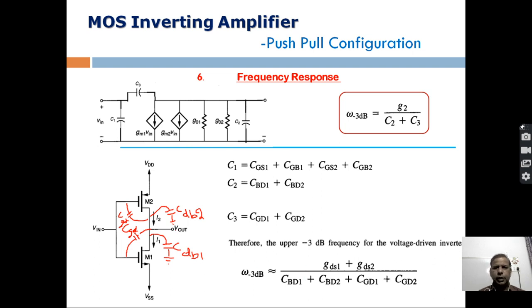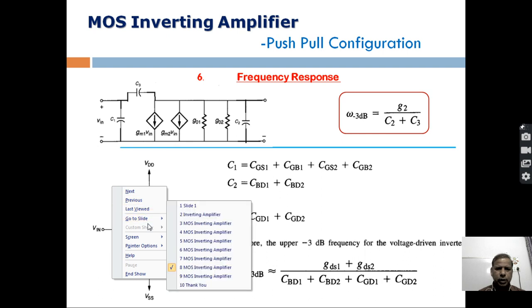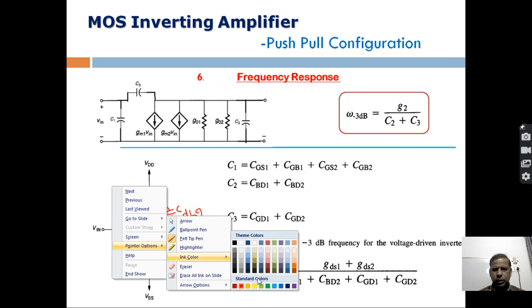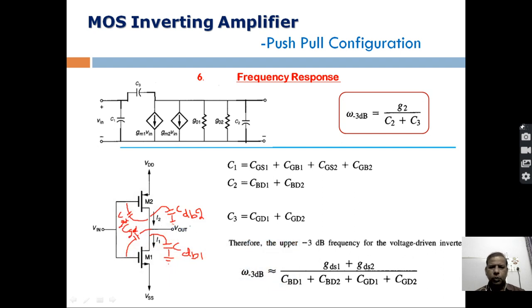Now one more thing remains, and for that let's change this pointer color and make it green, right? One more capacitive component is normally connected between output and ground, which is not shown in this figure, and that is our C_L, the load capacitance. It is connected between the output terminal and ground.